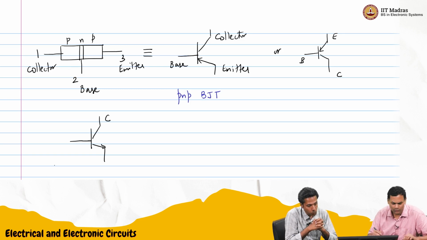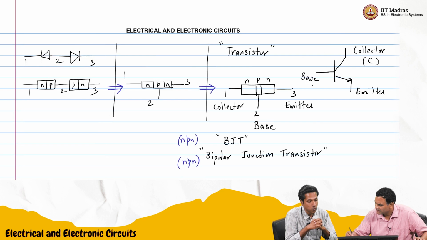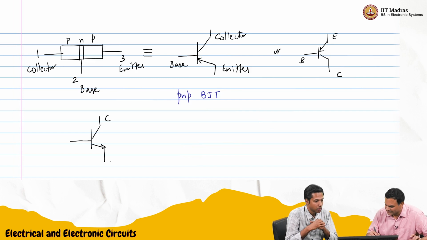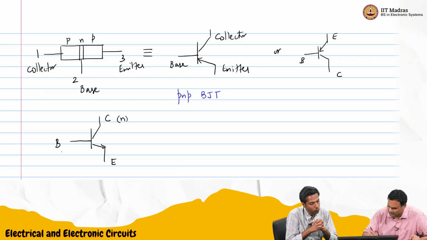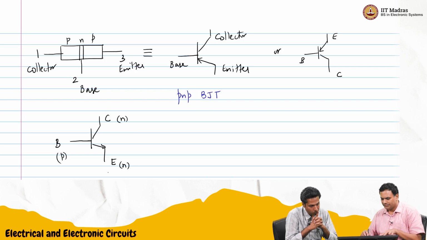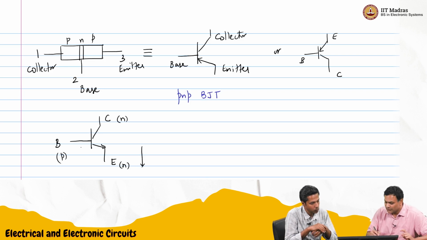Now collector is going to be C, base is B and emitter is E. It's just easier to mark the letters. And this is N, P and N. We said current is flowing like this. If the current is flowing out of the emitter, that junction has to be forward biased. The other junction has to be reverse biased.